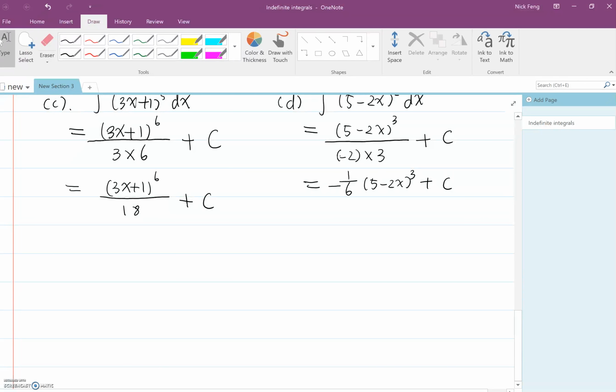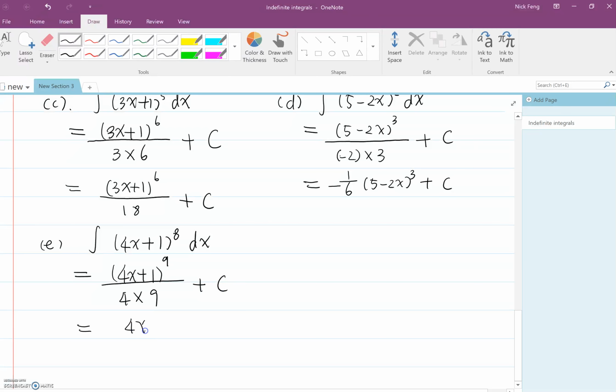Let's do a few more examples together. Let's say it's 4x plus 1 to the power of 8 dx. In this case, it's 4x plus 1. Let's put the new power 9 and multiply the bottom by 4 times 9, and then plus c. And that should give us 4x plus 1 to the power of 9 over 36 plus c.